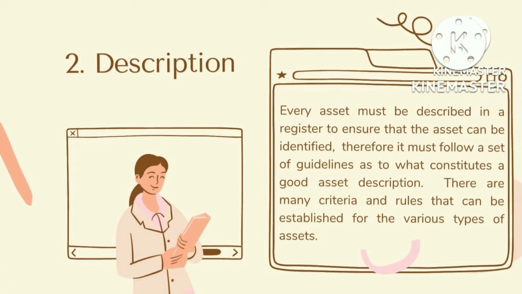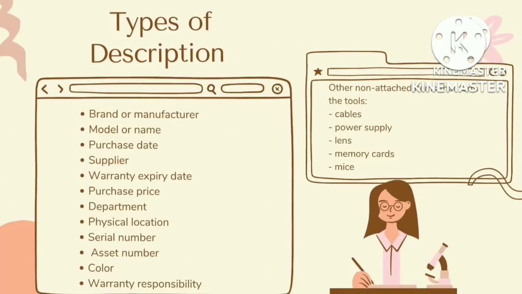The description. Every asset must be described and registered to ensure that the asset can be identified. Therefore, it must follow a set of guidelines as to what constitutes a good asset description. There are many criteria and rules that can be established for the various types of assets. These types of description include brand or manufacturer, model or name, purchase date, supplier, warranty expiry date, purchase price, department, physical location, serial number, asset number, color, warranty responsibility, and other non-attached items that form part of the tools such as cables, power supply, lens, memory cards, and mice.